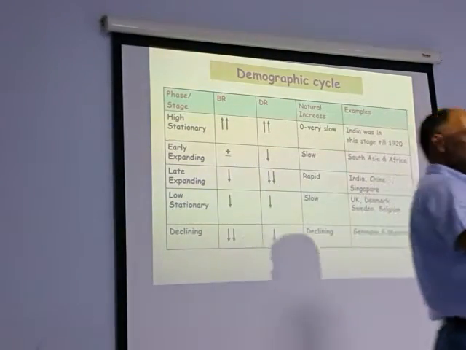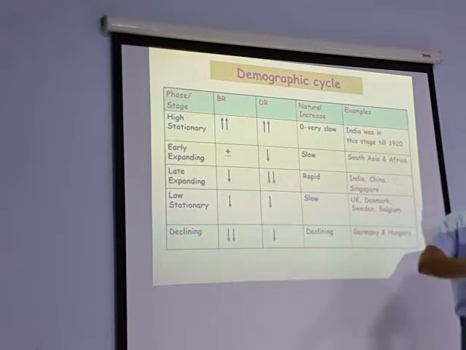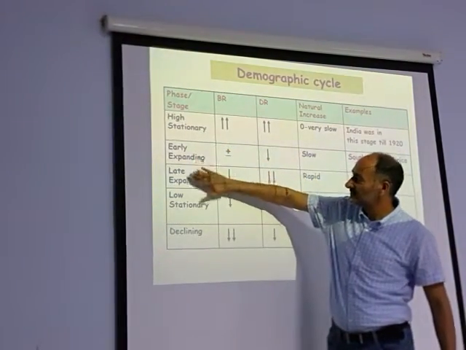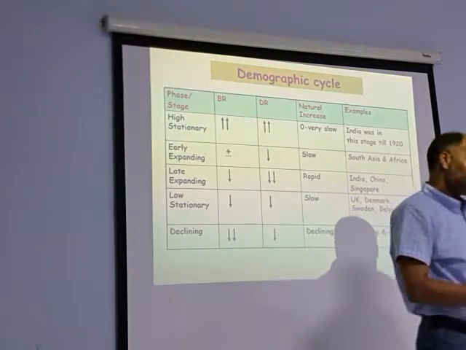Now, every country, whether it's Saudi Arabia, India, Pakistan, the USA, or any country in Europe, passes through different phases or different stages. So these are the stages: 1, 2, 3, 4, 5. You should remember it. What are the stages?